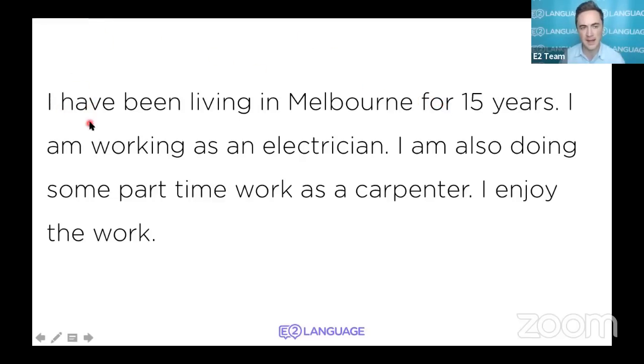So, I have been living in Melbourne. This is a bit different. This isn't a temporary one. I have been living in Melbourne for 15 years. I am working as an electrician. I'm also doing some part-time work as a carpenter. I enjoy the work. So we've got a range of verb tenses here. We've got 3 different verb tenses here. And I tell you what, the IELTS examiners love a different range of verb tenses.